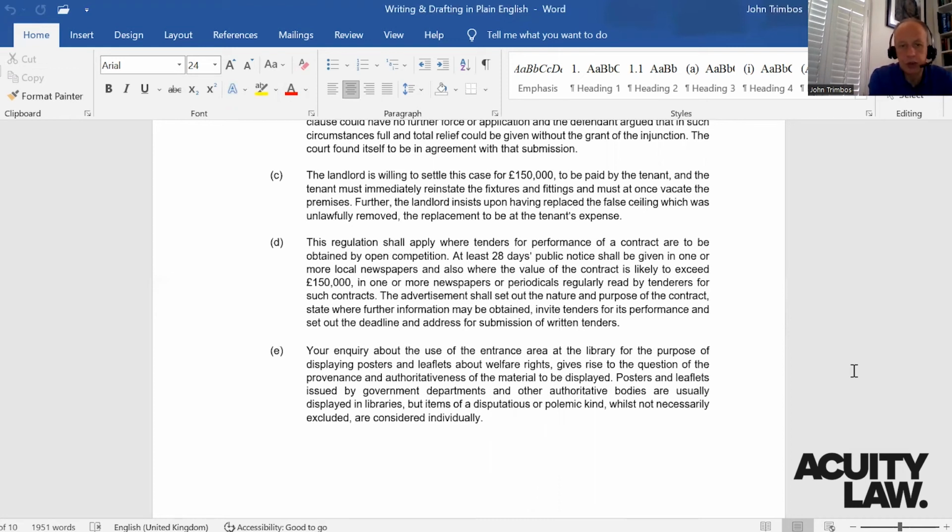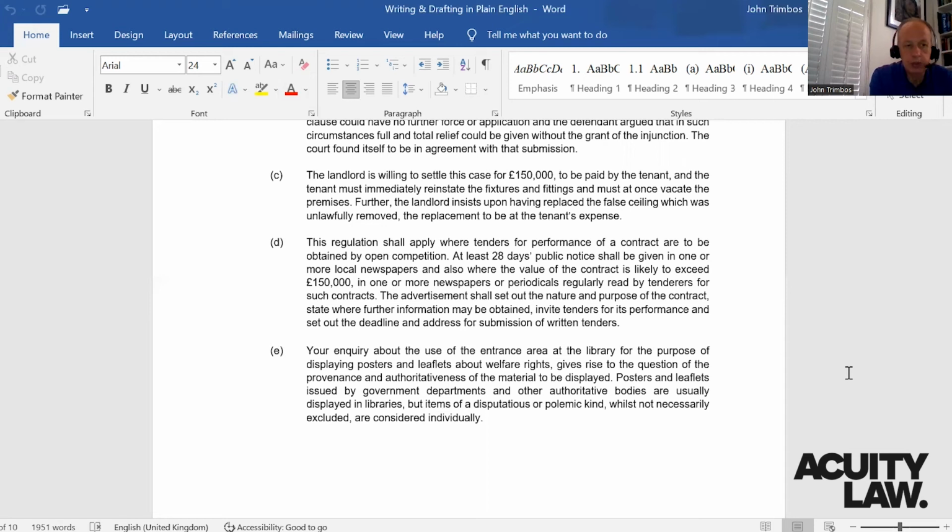But again, it's write as you speak, really. So somebody writes to the local library asking if they can put welfare rights posters and leaflets up in the entrance area. And yeah, I mean, this is clearly somewhat pretentious items of a disputatious or polemic kind. So I'm sure disputatious is a proper word. I mean, spell checker doesn't seem to object to it, but I think I'd probably say controversial and political items or something like that. Anyway, I can pretty much remember the Plain English campaign's redraft, actually, which went along the lines of: thank you for your inquiry about displaying welfare rights materials in our lobby, full stop.